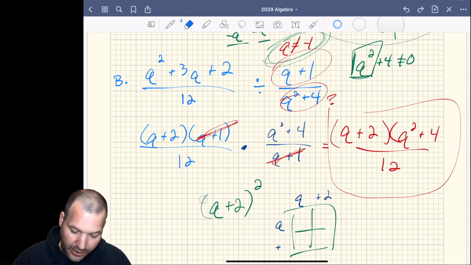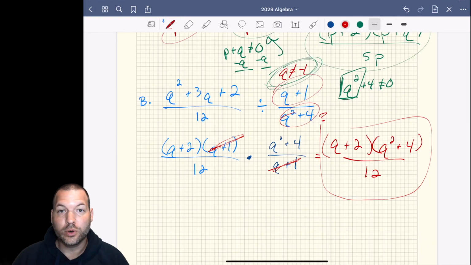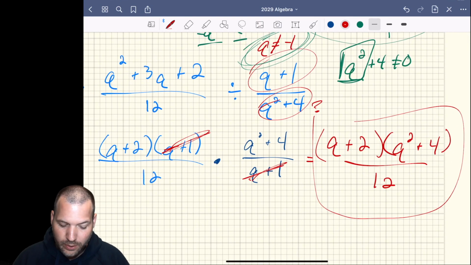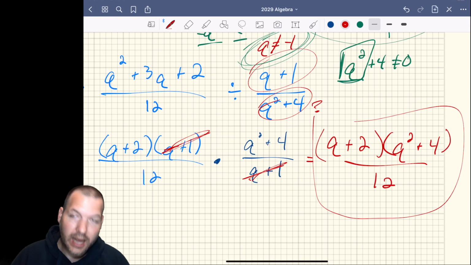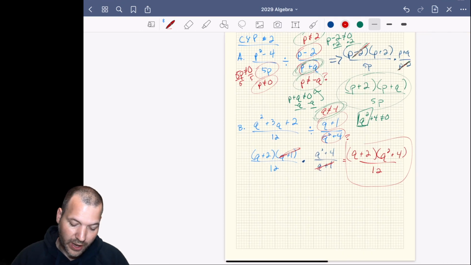So no, we can't end up factoring that as q plus 2 squared. It also won't factor as q minus 2 squared. Of course it also won't factor as the difference of squares, q plus 2, q minus 2, because the plus 2 and the minus 2, when you multiply them together, should be negative 4, not positive 4. All of which is to say that it does not factor at all. When you flip it around, it's not going to cancel with anything. The q plus 1's from the factoring do cancel though, and that's how we end up with q plus 2 times q squared plus 4 divided by 12.